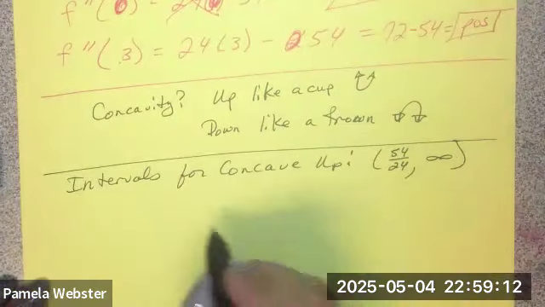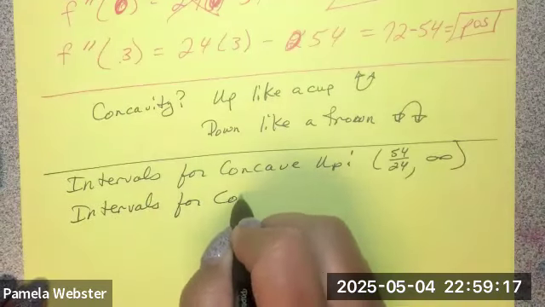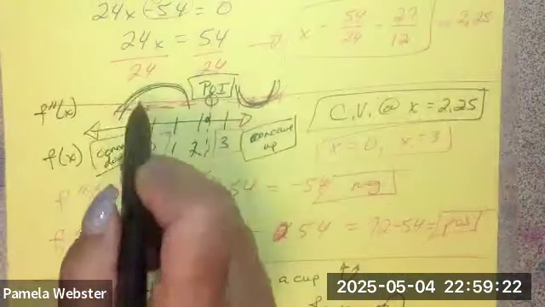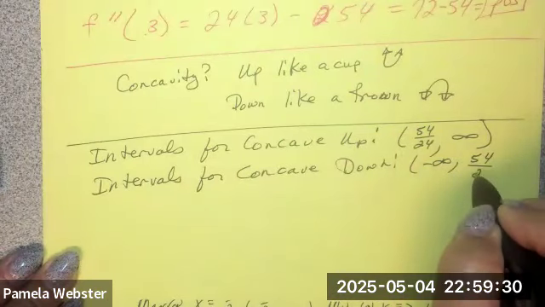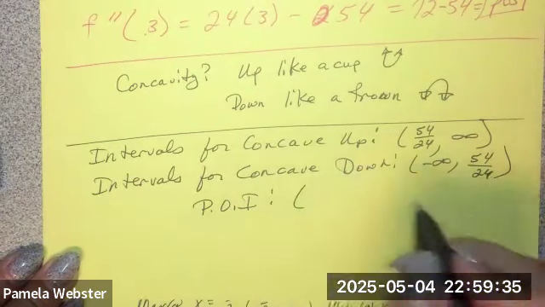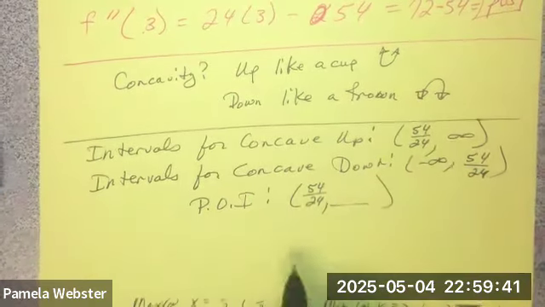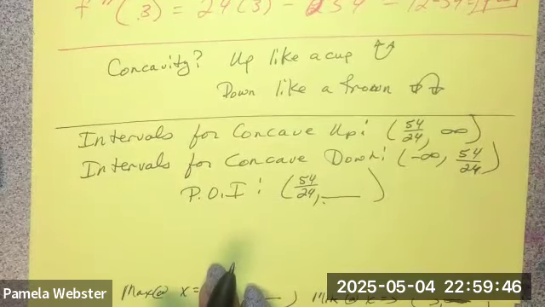That's my interval. And intervals for concave down, that's the frown. Well, that starts way out here at negative infinity and goes to that critical value, right? Okay, and then we do have a point of inflection, and it's at the point 54/24. I don't know what his y value is. How do you find it? You go back to the original. All right. Whew, okay, that is a lot of derivative stuff.